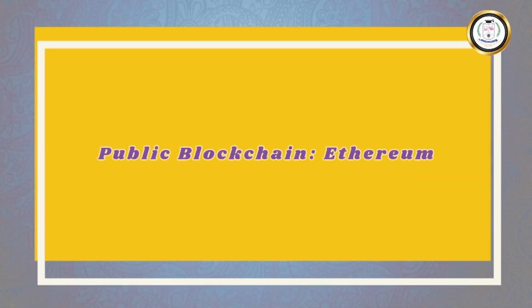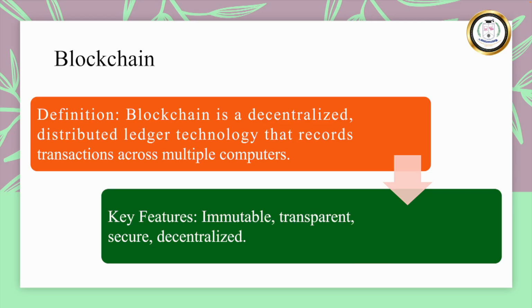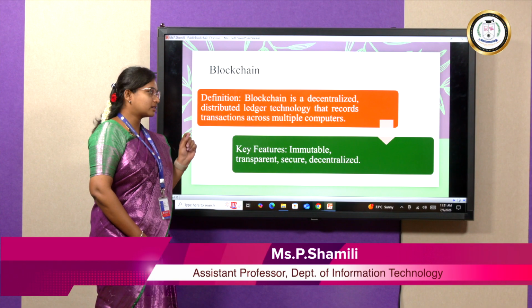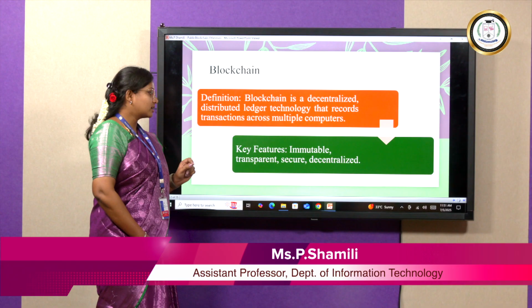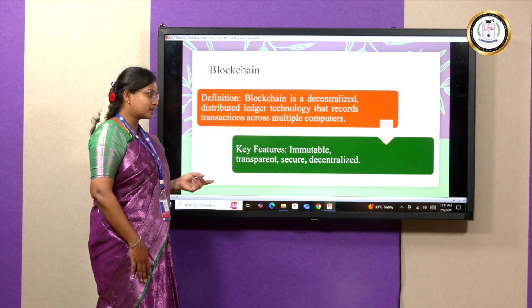Now we are going to see the topic public blockchain, Ethereum. So basically blockchain is a decentralized distributed ledger where all the data is stored in a ledger format, which means it is replicated to all the other peers in the network. The key features are immutable, transparent, secured and decentralized.